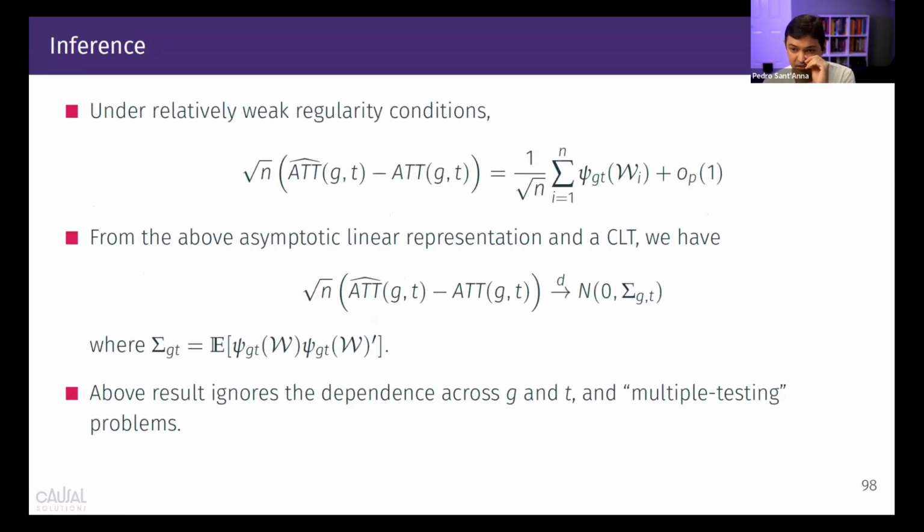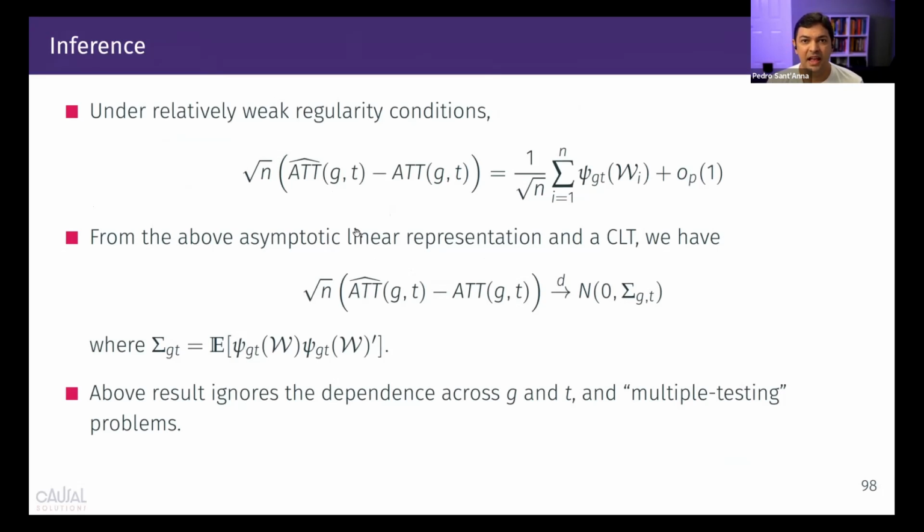The aggregation is the same. Yeah. So under fairly simple results, we can establish that for each GT pair, we have consistency and asymptotic normality. We can do pointwise inference based on this asymptotic normality.